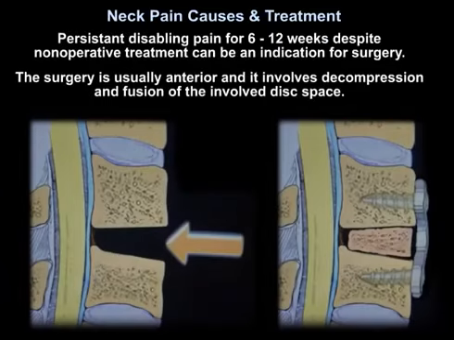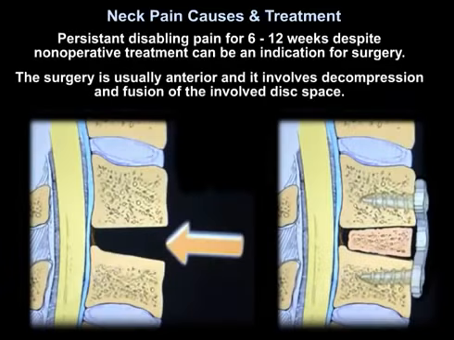Persistent disabling pain for 6 to 12 weeks despite non-operative treatment can be an indication for surgery. The surgery is usually anterior and it involves decompression and fusion of the involved disc space.